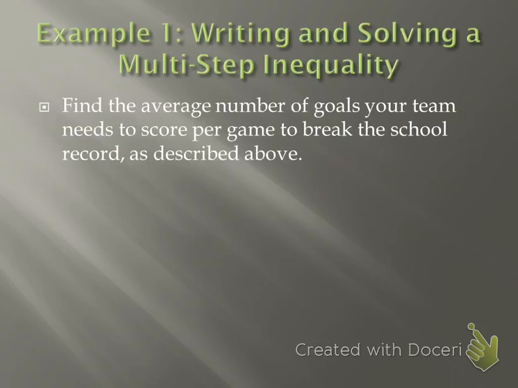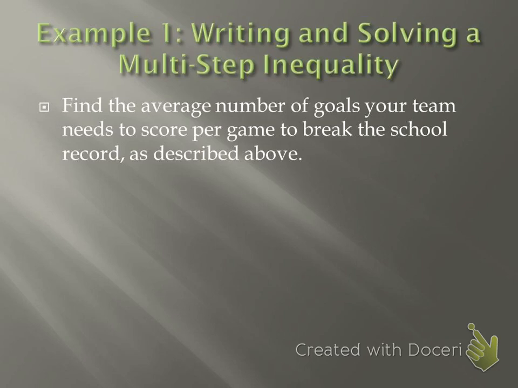In example 1, let's read the soccer example on the top of page 149. It says, your school soccer team is trying to break the school record for goals scored in one season. Your team has already scored 88 goals this season. The record is 138 goals. With 10 games remaining on the schedule, how many goals on average does your team need to score to break the record? Again, our total goes on one side, which would be our record.